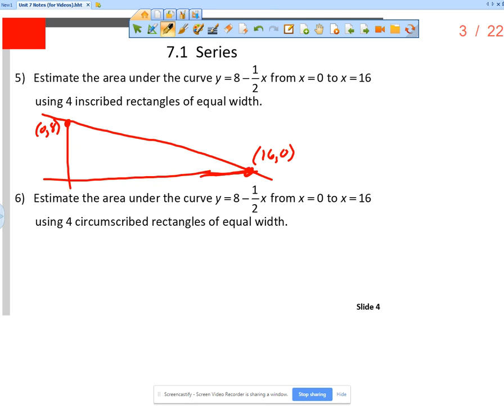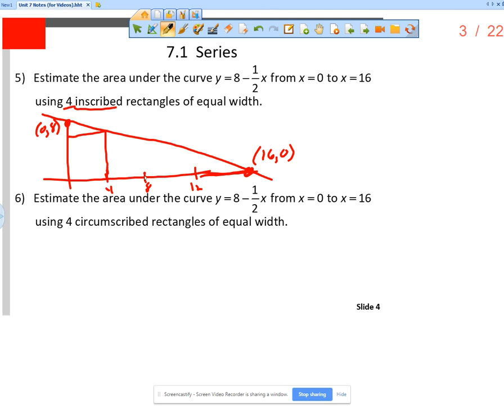Yes, this area is a triangle, and I understand that, but I am telling you to estimate this area using 4 inscribed rectangles. So what does inscribed mean? It means that it is drawn inside of the shape, and it says using 4 of these rectangles of equal width. So that means I'm going to go from 0 to 4, 4 to 8, 8 to 12, and 12 to 16. So I'm going to draw a rectangle inside of this shape.